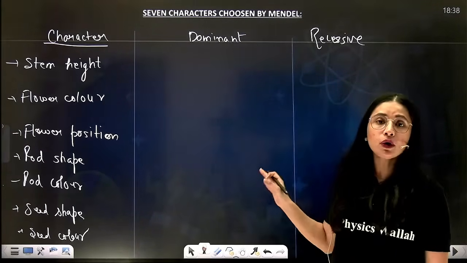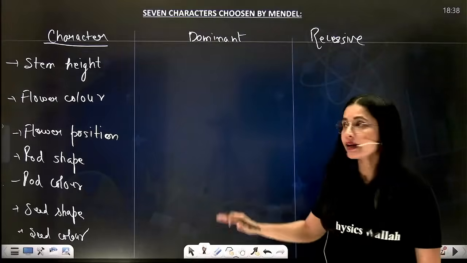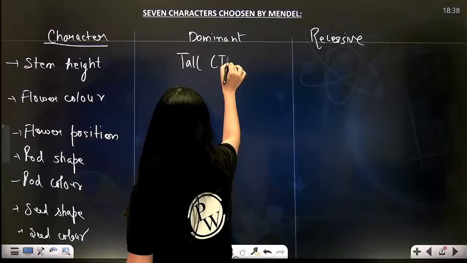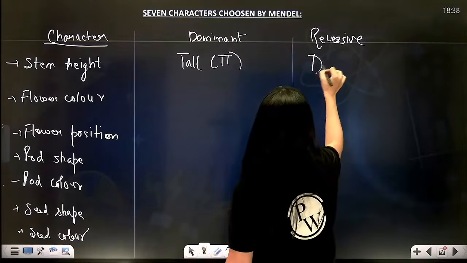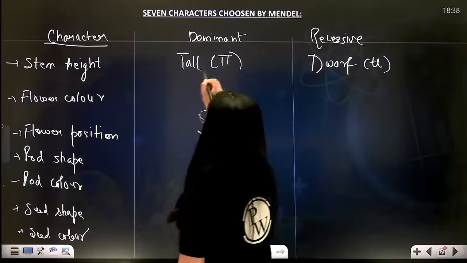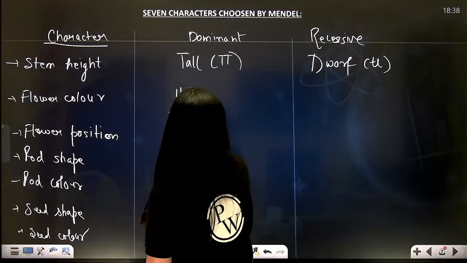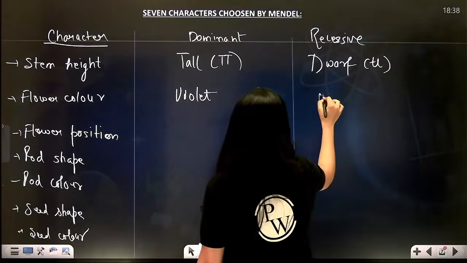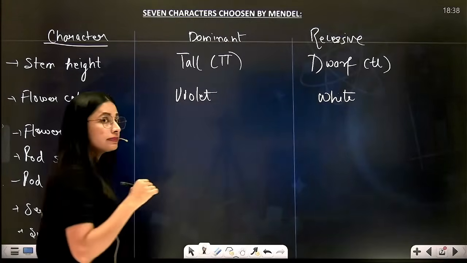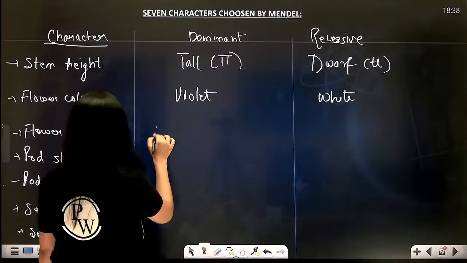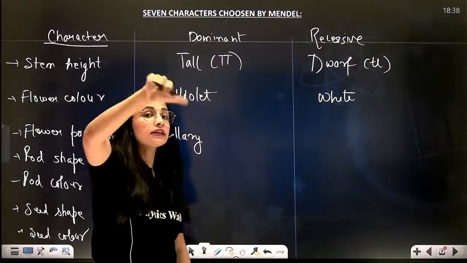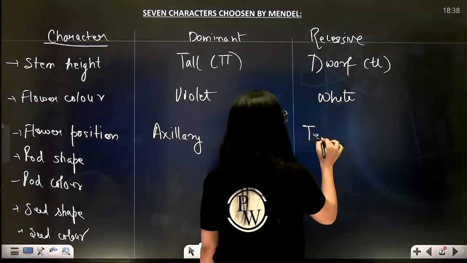The 14 pure lines which he obtained for each character were: stem height, tall, dominant; recessive, dwarf. Correct? Flower color. Dominant flower color is violet. Recessive is white. Flower position. Dominant is axillary position. Recessive means if the flower terminates, terminal flower.